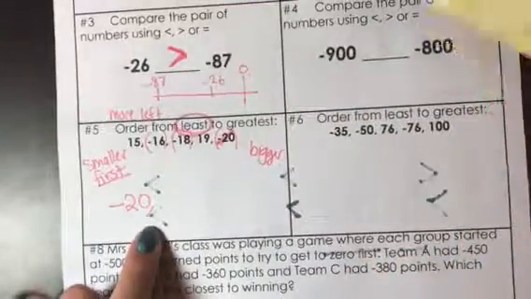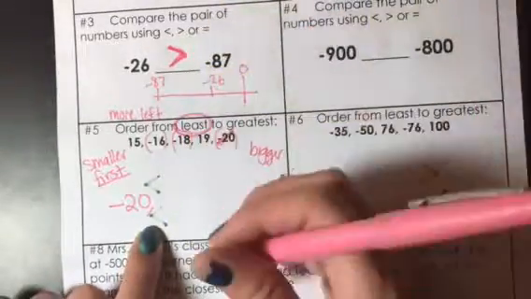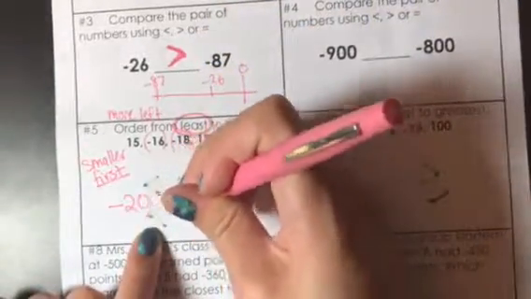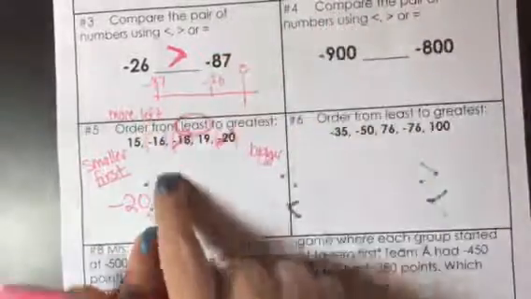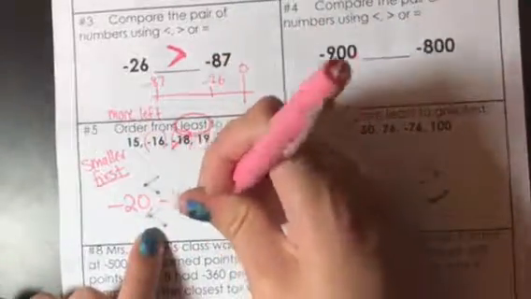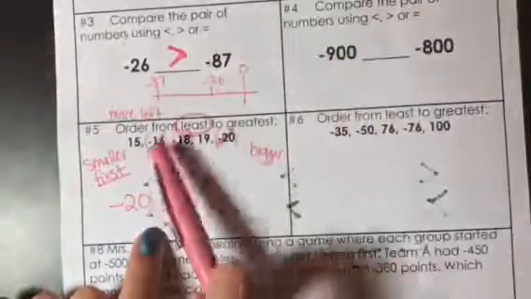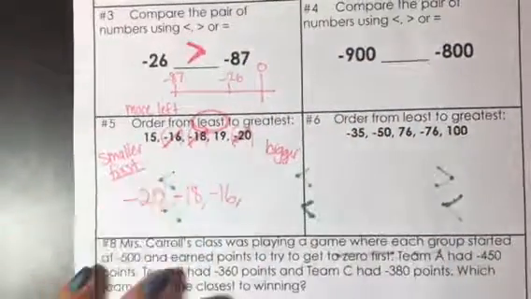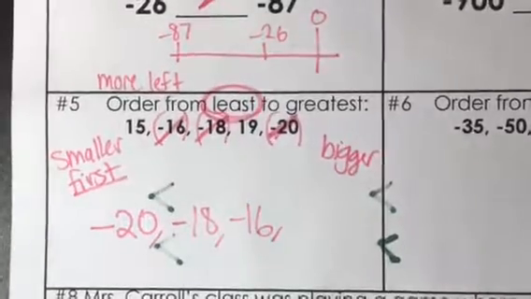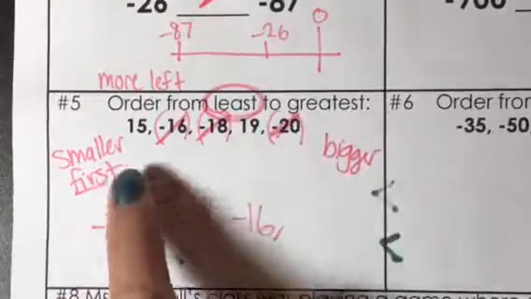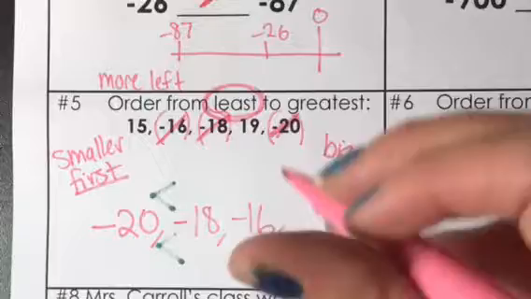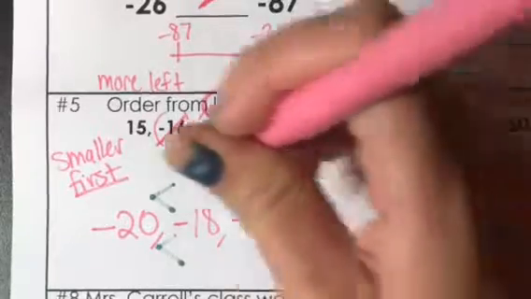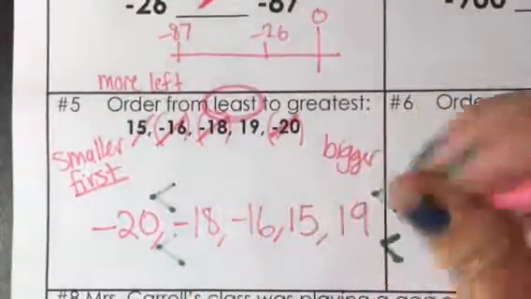Then if I floated up the ocean or floated up the number line, the next number I'd run into is negative 18. Then the next number I'd run into is negative 16. All right, all my negatives are taken care of. Now, just like you're used to looking at your other numbers, I'm going to find the smaller one because I'm going from least to greatest. Which of these 2 is smaller? Well, 15 is. So next I would write positive 15 and end with positive 19.